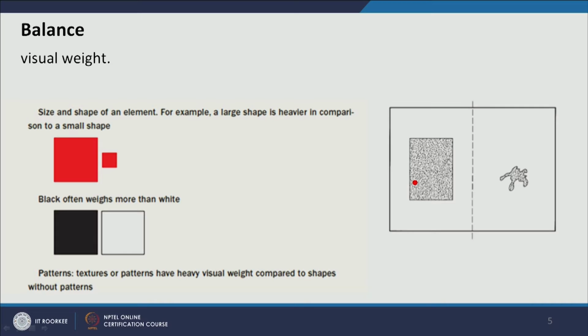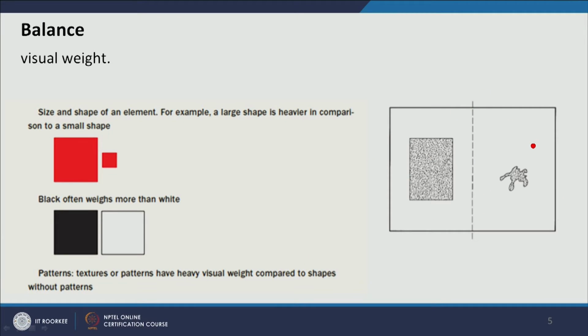Similarly, black has higher weight than white. The higher the value is, the lower the visual weight. As we know, if we add white to a particular color, it has higher value, and if we add black to a color, it has lower value. So higher the value, lower the visual weight. In a composition, if on one side we put black and on the other side we put white, the white side will be of lighter visual weight.